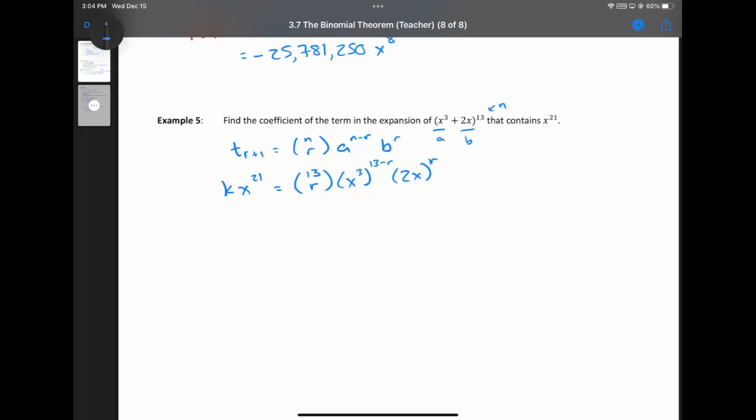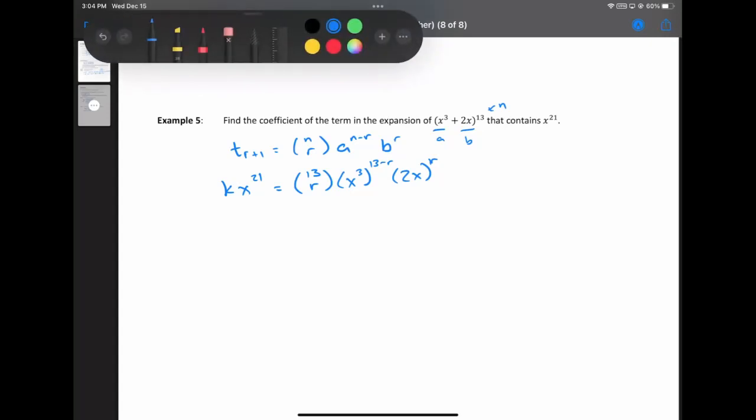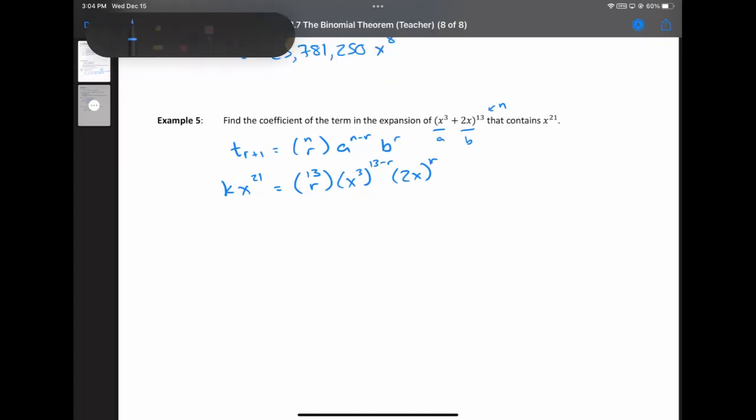So what I'm going to note here is that this side has a constant and an x to an exponent part. I'm just going to underline the constant and the x to the exponent part. On the right-hand side, 13 choose r is a constant. It's a number.